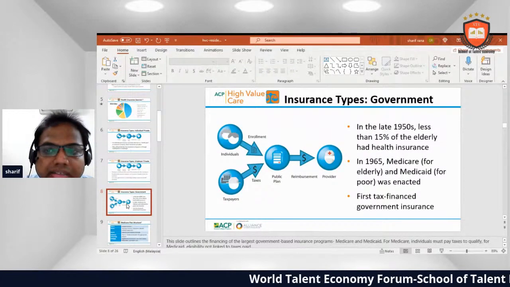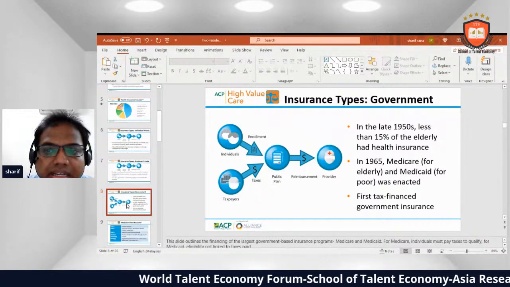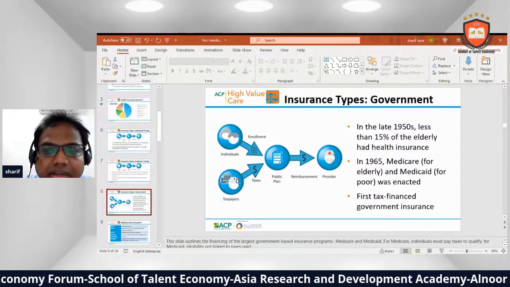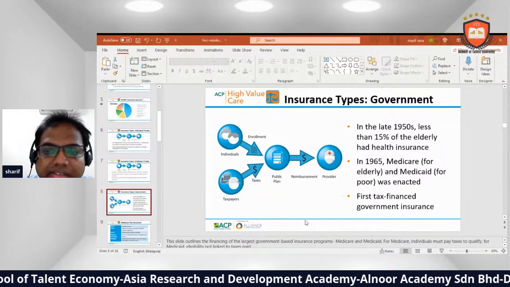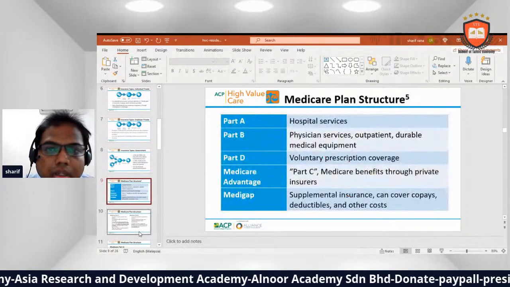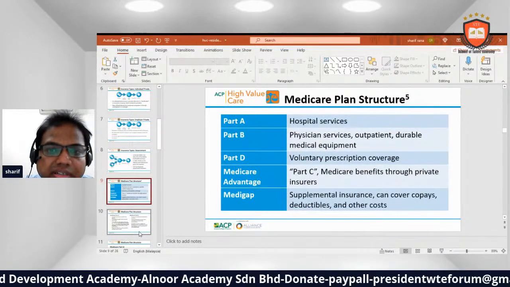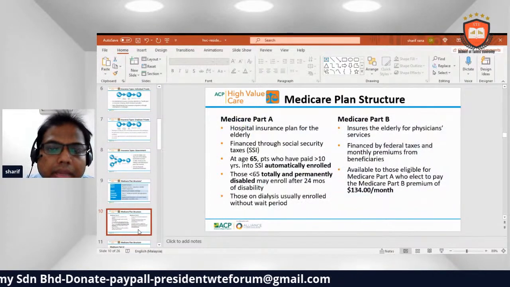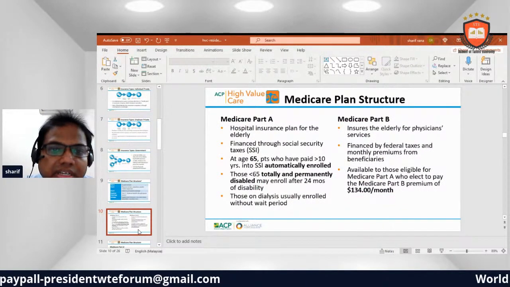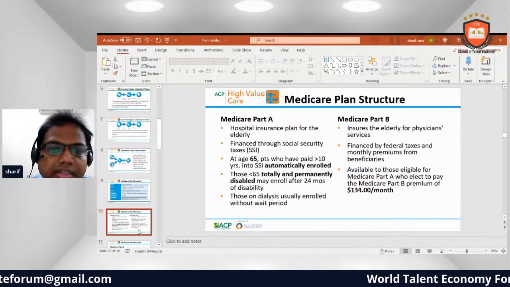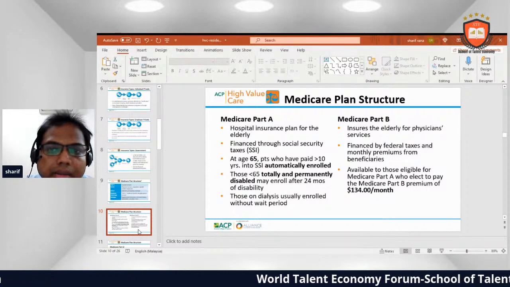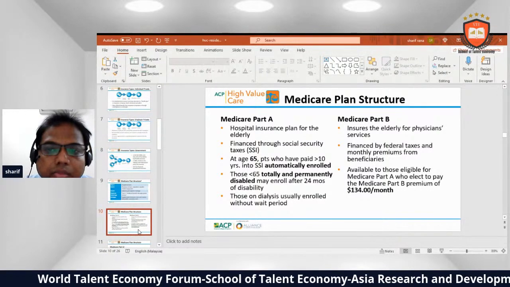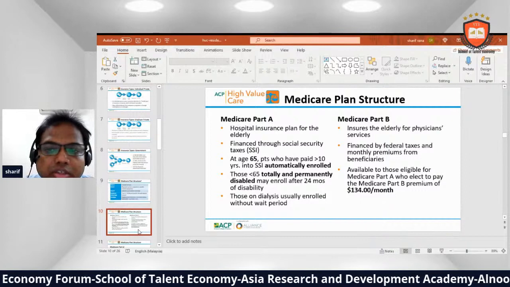Government insurance: in the late 1950s, less than 15% of the elderly had health insurance. In 1965 Medicare and Medicaid were introduced, the first tax-financed government insurance. Medicare plan structure: Part A hospital service, Part B physician service, Part D voluntary prescription coverage, Part C, and supplementary insurance. Medicare is insurance for the elderly, financed through Social Security at the age of 65. Part B insures the elderly for physician services, financed by federal taxes and monthly premiums, and is available to those eligible for Medicare Part A.